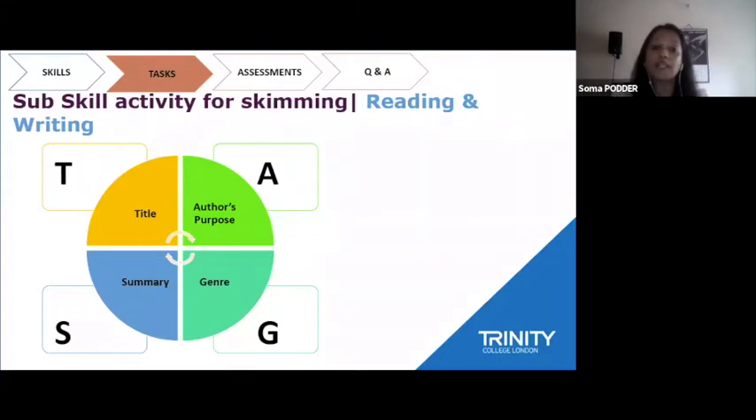You have to write a 1 or 2 sentence title for each paragraph. Completely depends on you. If you have the time, you can just spend a little more time with title, what the author's purpose is, what the genre is. The genre, of course, would remain the same if you are dealing with one passage.